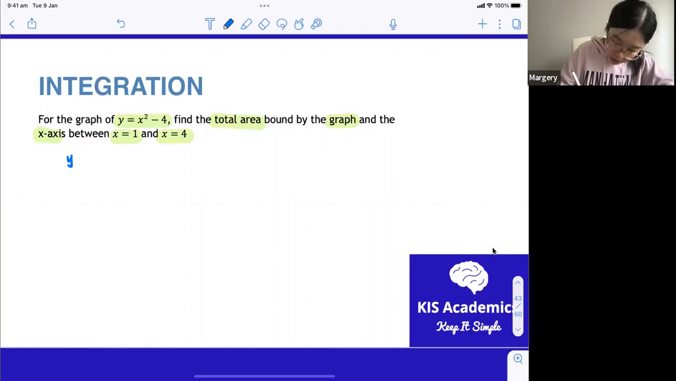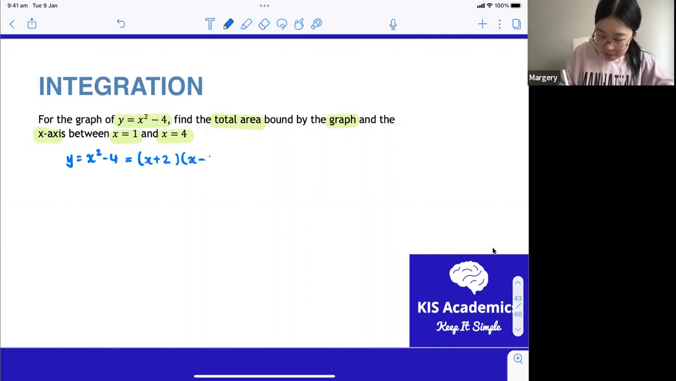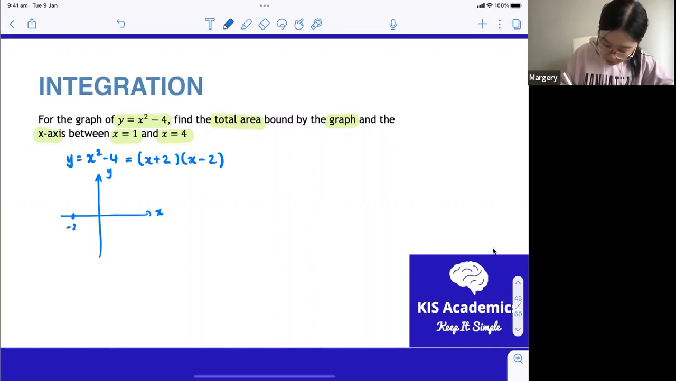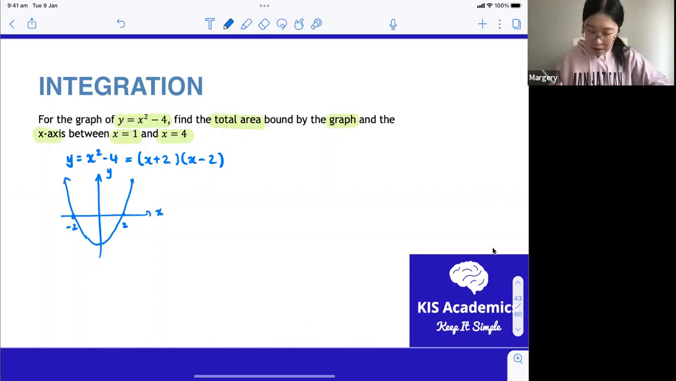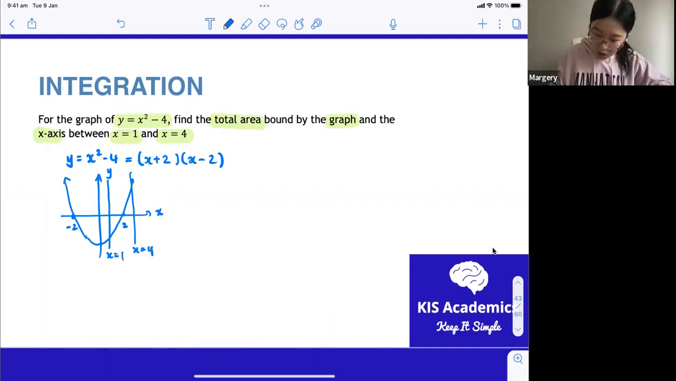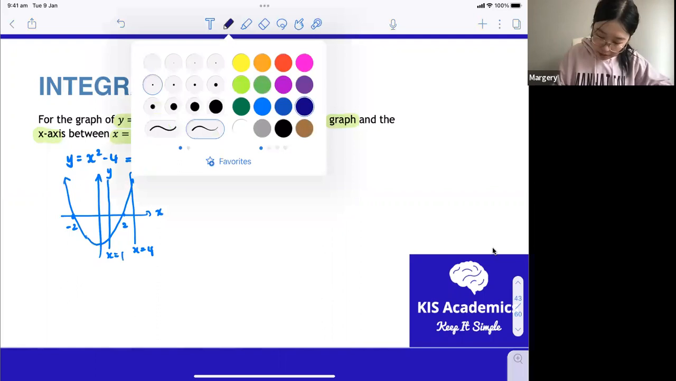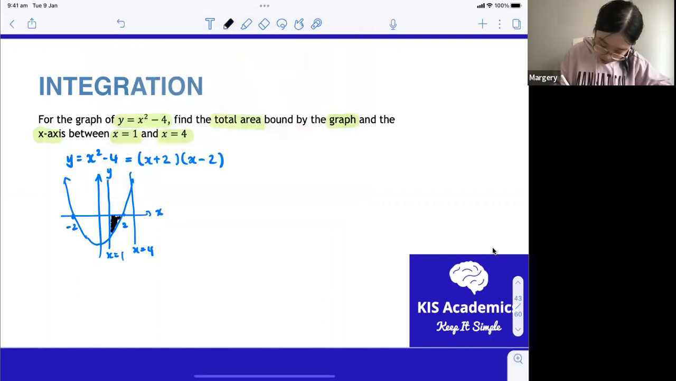So I know I've got y is equal to x squared minus 4. That's the same as x plus 2 times x minus 2, using my a squared minus b squared formula. And so to sketch this graph in, I know it'll look something like this. I've got x, y, minus 2 and 2. So I've got a graph that looks something like this. And so we want to find the total area bound by the graph and the x-axis between x is equal to 1, so say this is x is equal to 1, and also x is equal to 4. So the regions that we want to find are this area over here and this region over here.